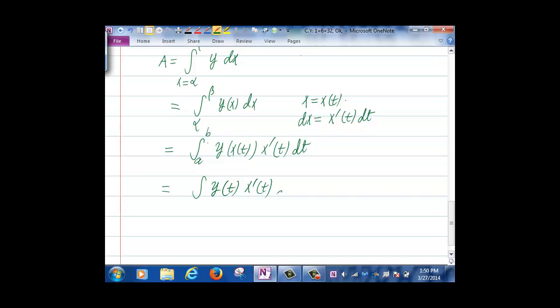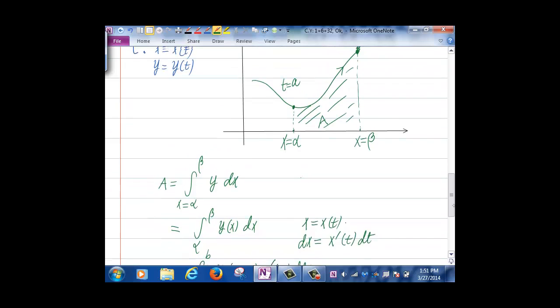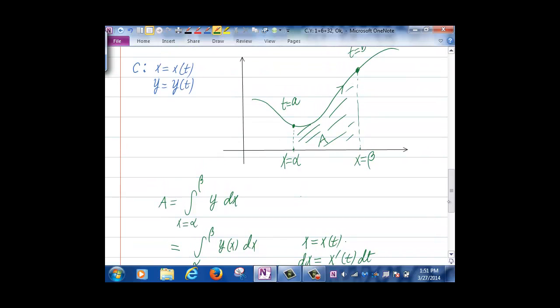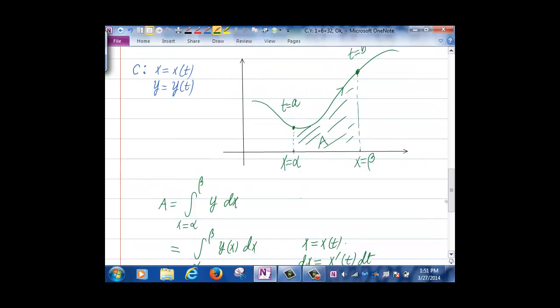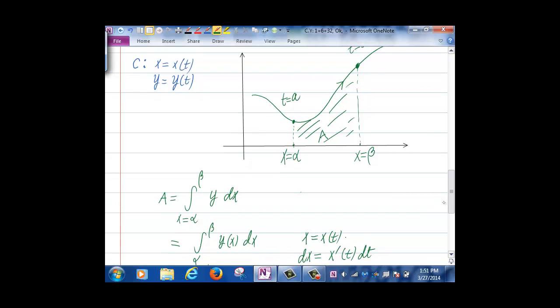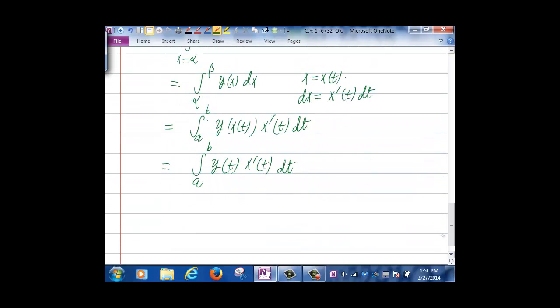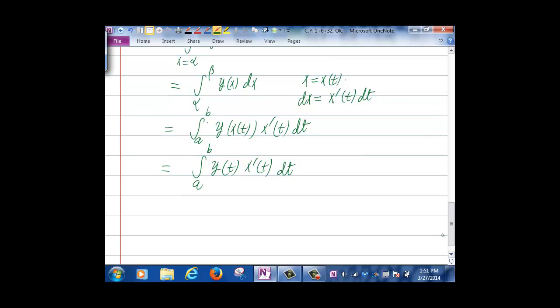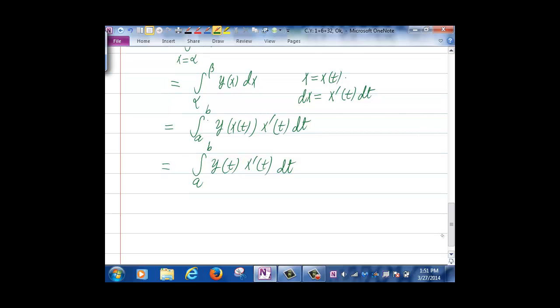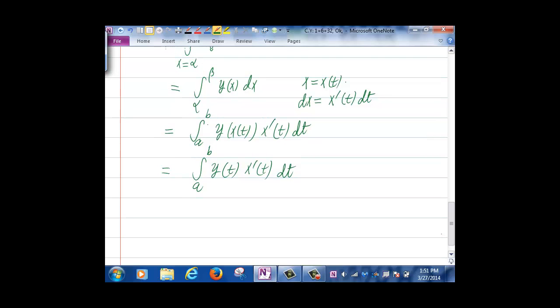Are we okay with that? Because when I evaluate y at x of t, I am writing the function y in terms of t, so that's got to be y of t. So that's my formula. If I want to find the area below a parametric curve, for t between two values, then the formula is this: I integrate y of t times x prime of t. Is that making sense?